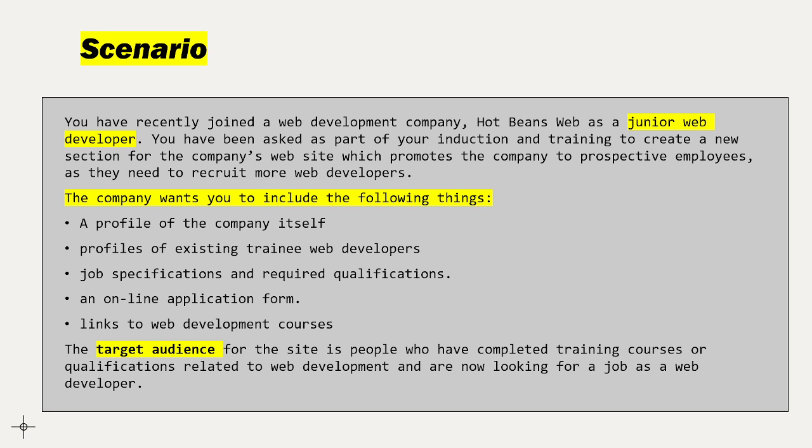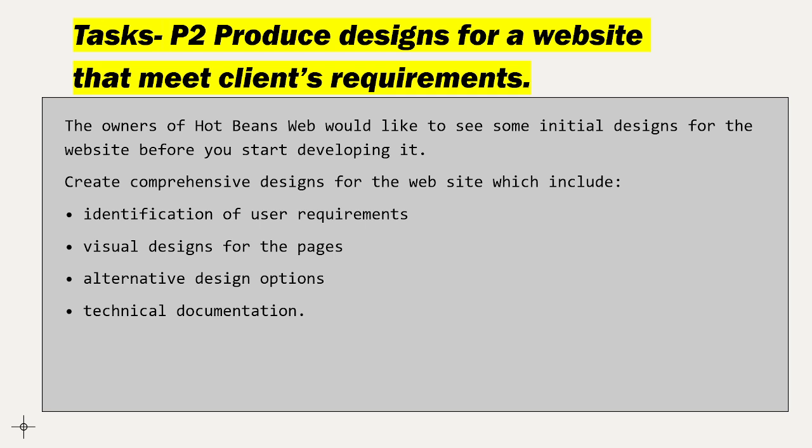where prospective employees, people that want to apply for jobs, can easily apply using the application form, and also links to web development courses in case they want to do continuous professional development or even learn about website development. Now, it's also said that the target audience for the site is people who have completed training courses or qualifications related to website development, maybe college courses, and they are now looking for a job as a web developer.